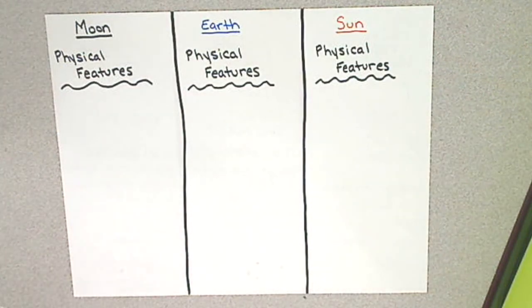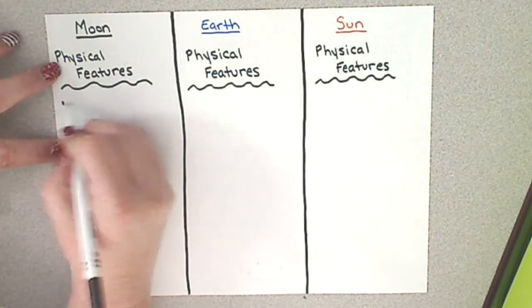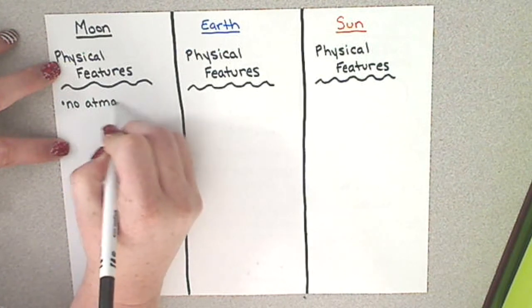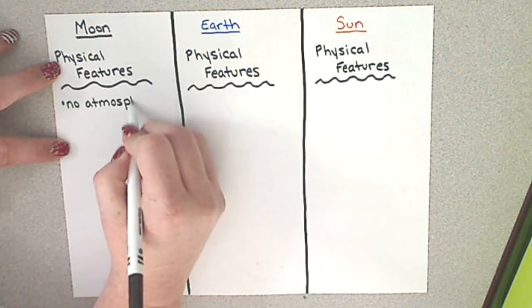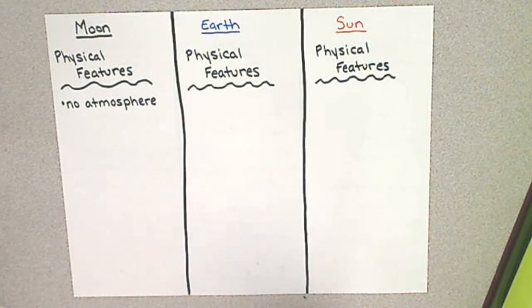All right, we're going to start with the moon. Now, first of all, the moon has no atmosphere, which is the reason when astronauts were on the moon, they had to wear masks and oxygen tanks, because there is no air to breathe. There is no atmosphere, therefore there is no oxygen. There is no air for them to breathe.